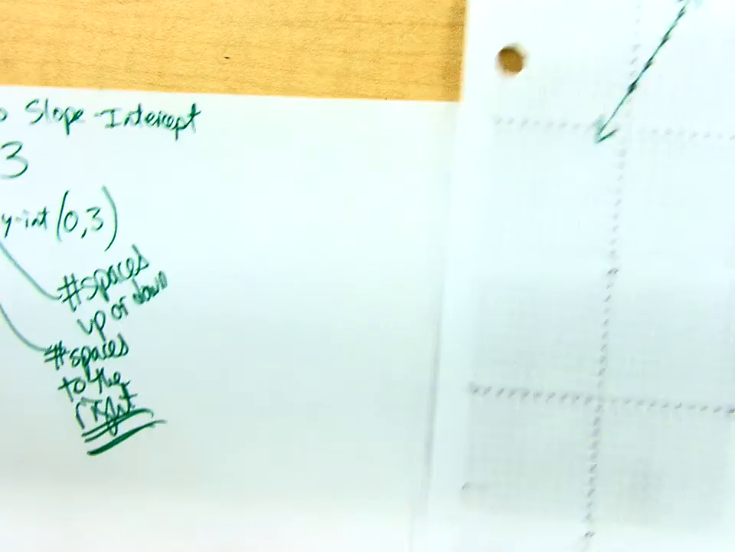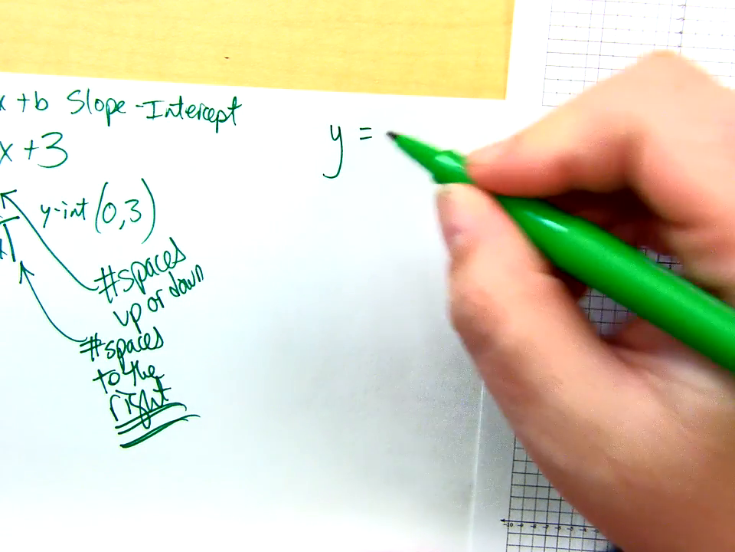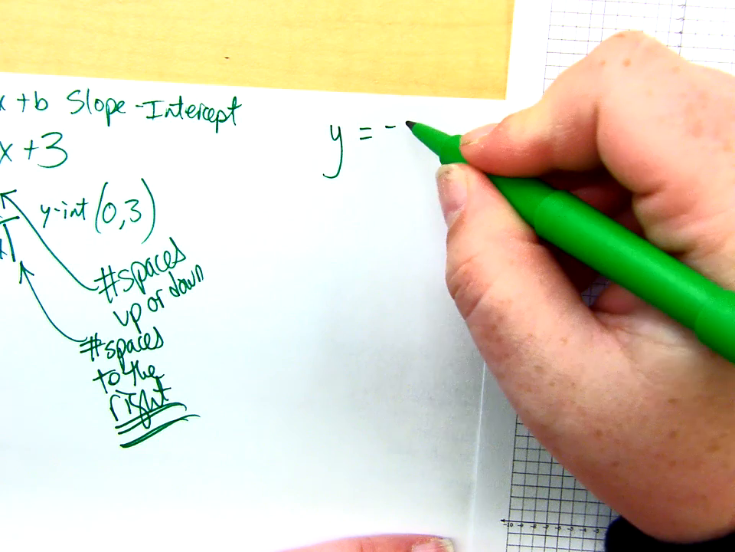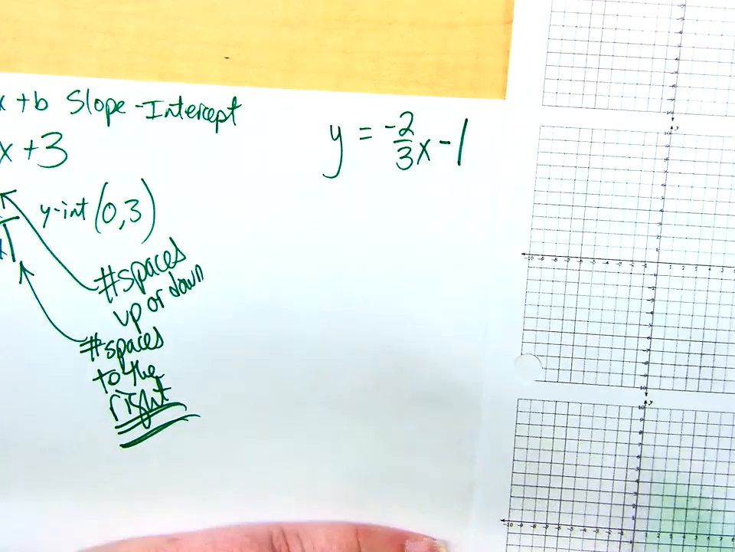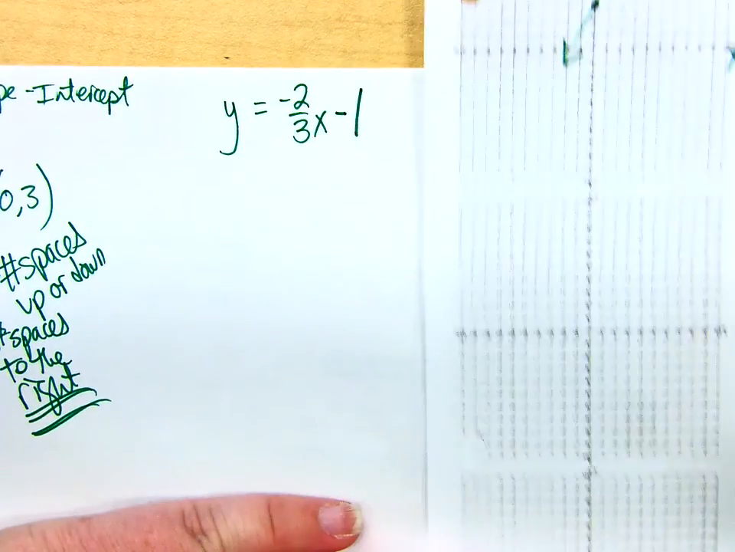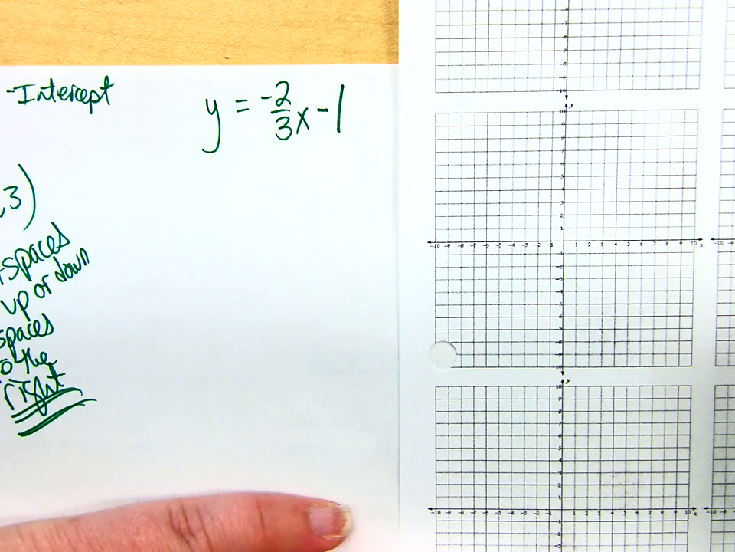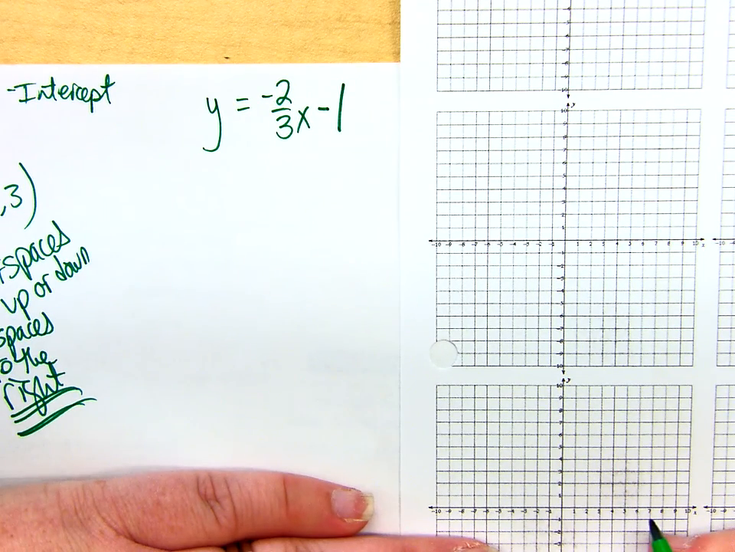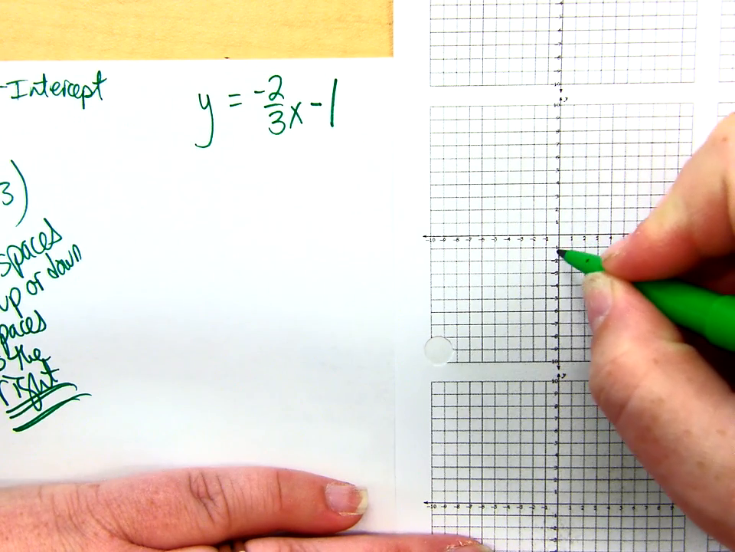So let's try another one in slope-intercept form. Say you had y equals, let's throw a negative fraction, how about negative 2/3 x minus 1? So the very first thing you need to do is figure out where your y-intercept is. But when it's in this form, it's so easy. It just gave it to me. It's at 0, -1, that's it. So I'm going to put a big old dot at 0, -1.